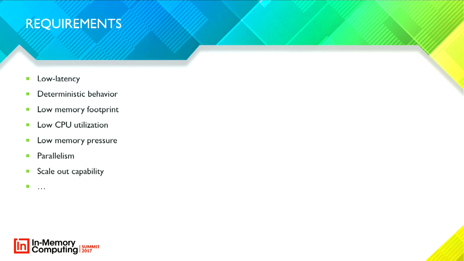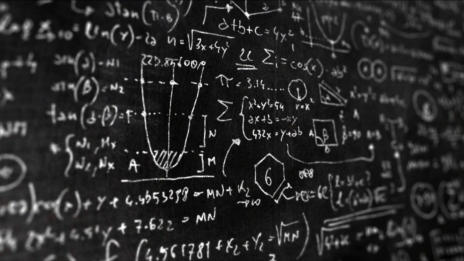Low latency, that's what I'm going to talk about today, but of course it's important that it's deterministic, meaning that you can really rely on it. Low memory footprint, low CPU utilization. You don't want to create objects while you're using your services, so that's called low memory pressure. You want to make it parallel, so you can parallelize your queries all over. You want to have the capability to scale out. So those are other requirements. But let's focus on latency.